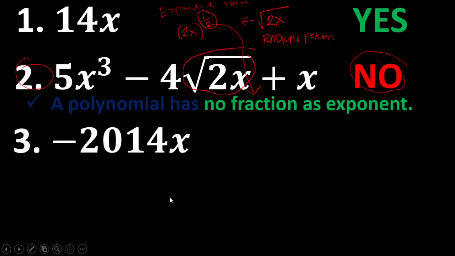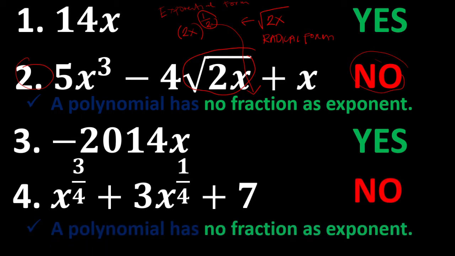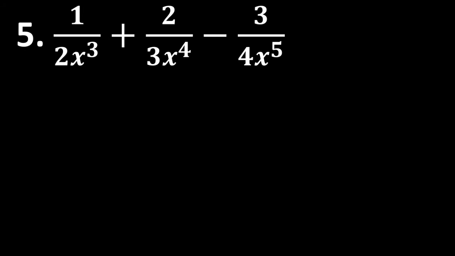Number 3, we have negative 2014x. And this is a polynomial, of course. Next, x raised to 3/4 plus 3, x raised to 1/4 plus 7. Is this a polynomial? Well, this is not a polynomial. Again, a polynomial has no fraction as exponent. X raised to 3/4 is a fraction. 1/4 is a fraction. Next, number 5, we have 1/2x cubed plus 2/3x raised to 4 minus 3/4x raised to 5. Is this a polynomial? No, it is not a polynomial.